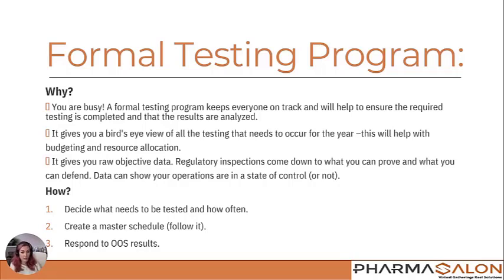Now, how do you create this testing program? The first thing you want to do is decide what needs to be tested and how often. You're going to create your master schedule based on those answers. You're going to follow it, and then you're going to respond to out of specification results. Sometimes it's really easy to get caught up in, oh, I'm doing all this testing, but if those results are not reviewed, and if those out of specification results are not addressed and corrected, that's 50% of the program that's missing. So make sure you're doing that, and we'll go into a little bit more depth on that in a couple of slides.